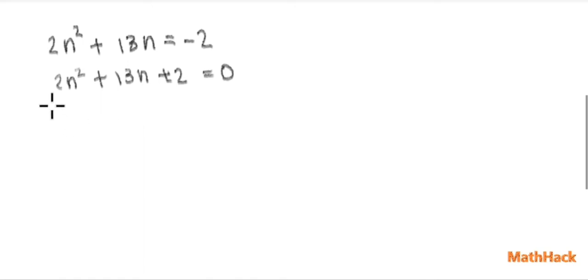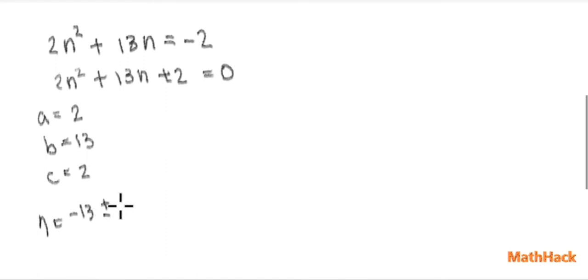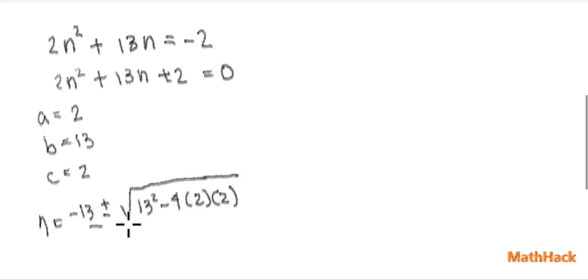There, it is now in standard form. Then let's identify the values of a, b, and c so we can recognize them easily. The a is 2, the b is 13, and the c is positive 2. Okay? And then, we plug into the formula. The variable used is n, so n is equal to negative 13 plus or minus the square root of 13 squared minus 4 times 2 times 2 again, because c is 2, and then divided by 2 times a. Okay, 2 times 2.